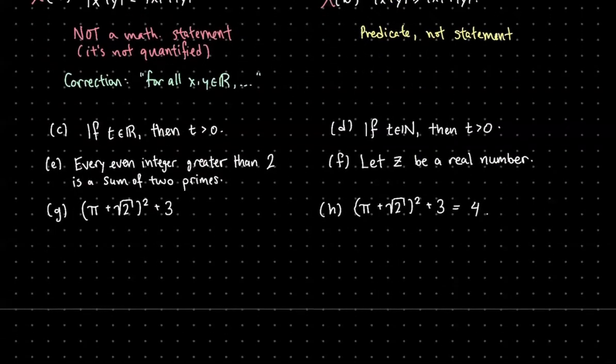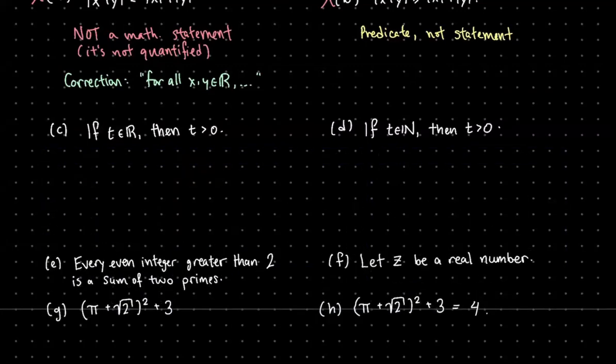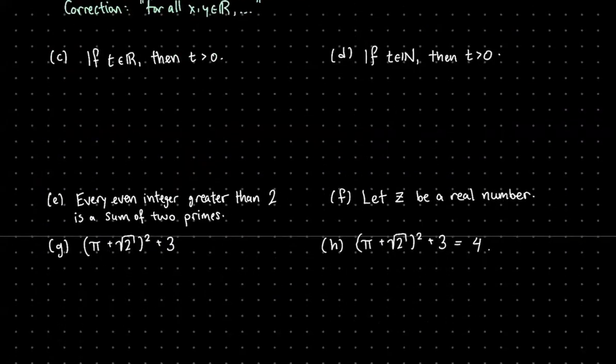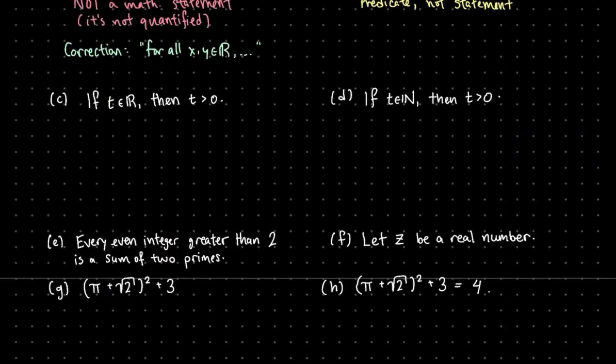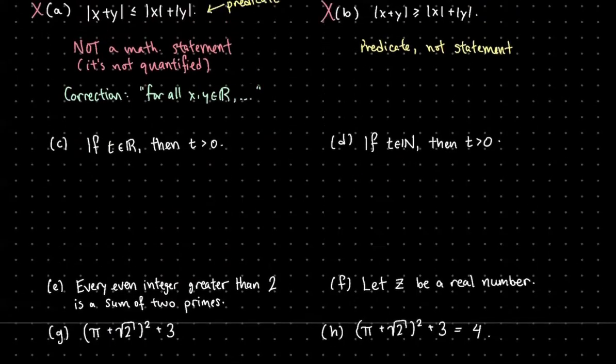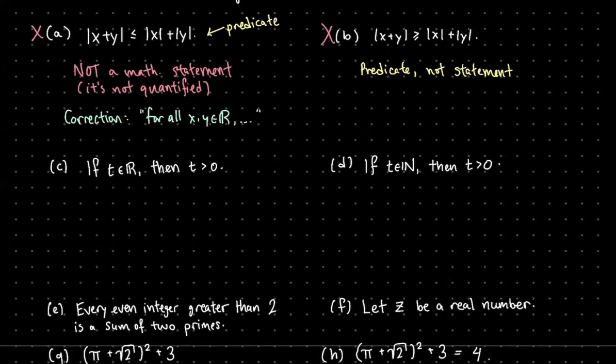Okay, let's try the others, C and D. So let's see what people said. People said C is 62%. Fewer people said that this one was a statement than said A. And actually, this one is a statement.